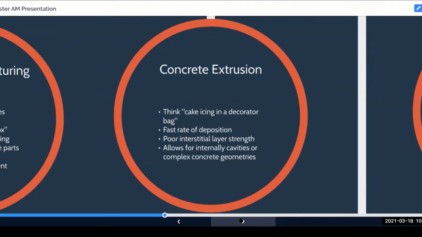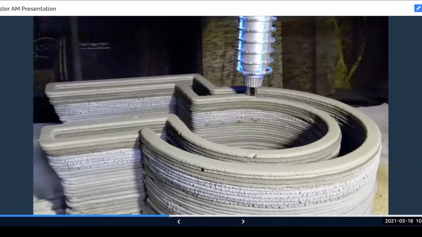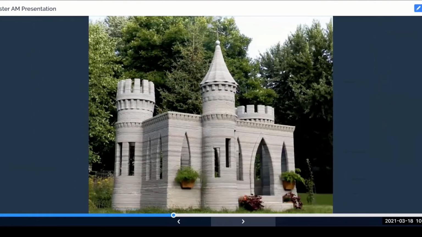We can extrude plastic, we can extrude metal, we can also extrude concrete. Think about it like you put icing in a big cake decorating bag and you squirt it on the cake. Well, we can do the same thing. We fill the bag with concrete or a mortar slurry, and we can extrude it out. And here is a printer that's doing just that. You can kind of see this layer by layer process, and this turns into this, right?